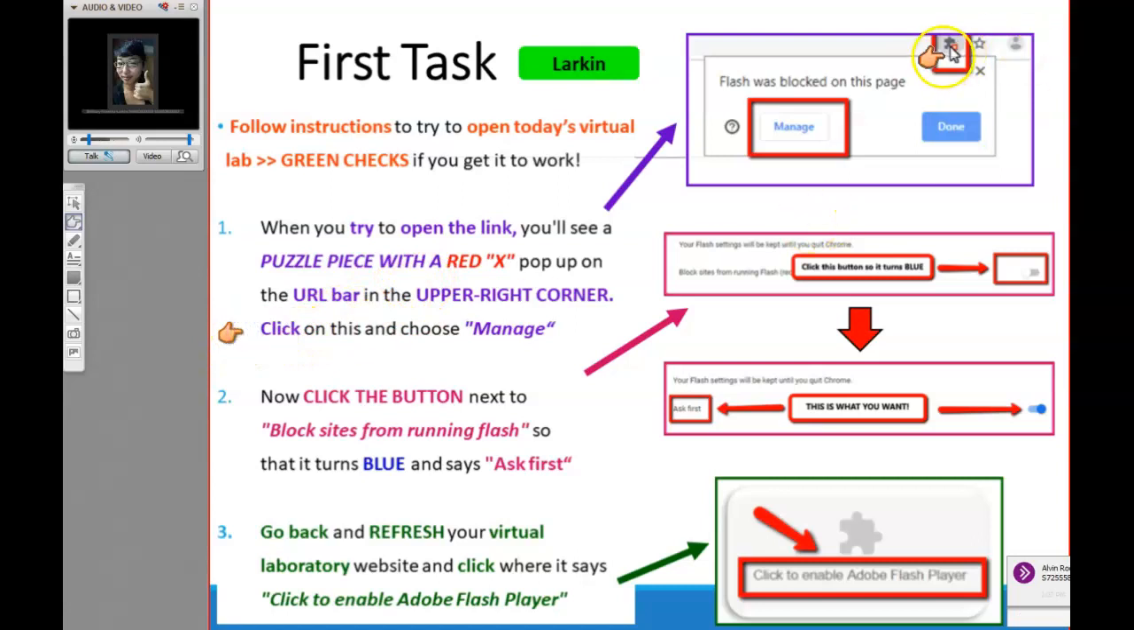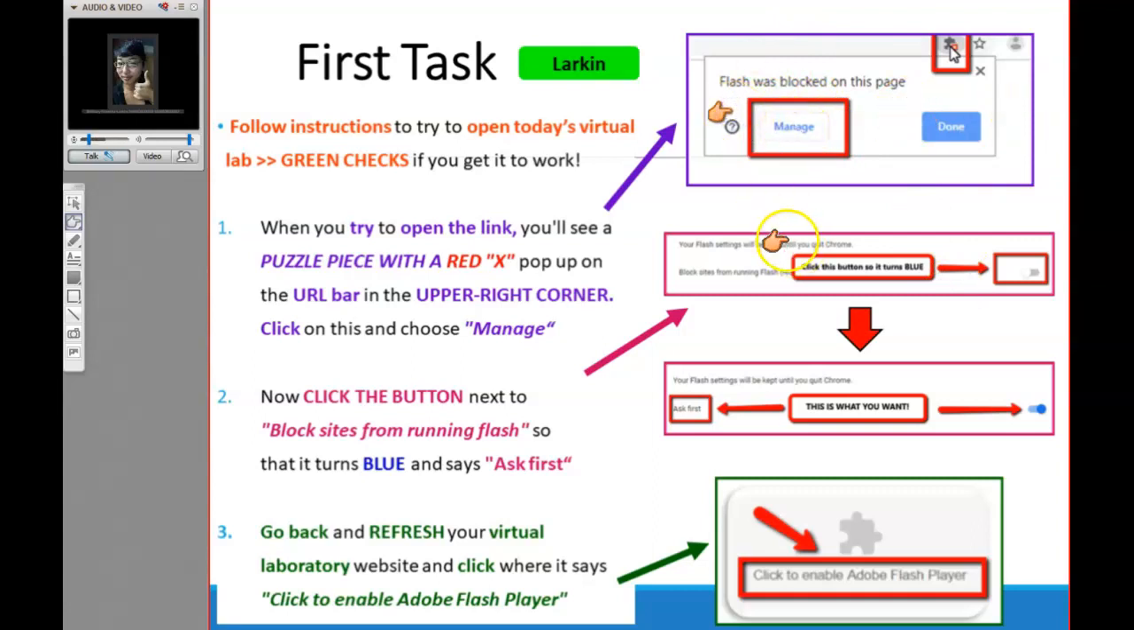You're going to click on that puzzle piece and then click manage. Yeah, if yours is unlocked, awesome. That's exactly what we want. I'm only putting these instructions up because I know about half of you, it will probably be blocked. So you will click on that puzzle piece, and then you'll see it pops up. It'll either say manage or done.